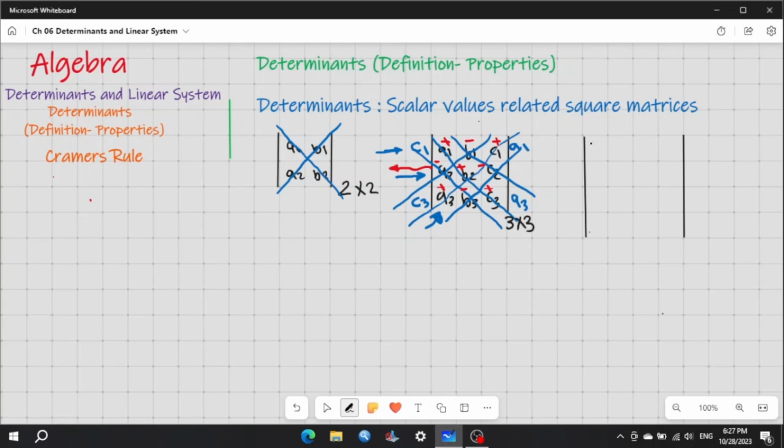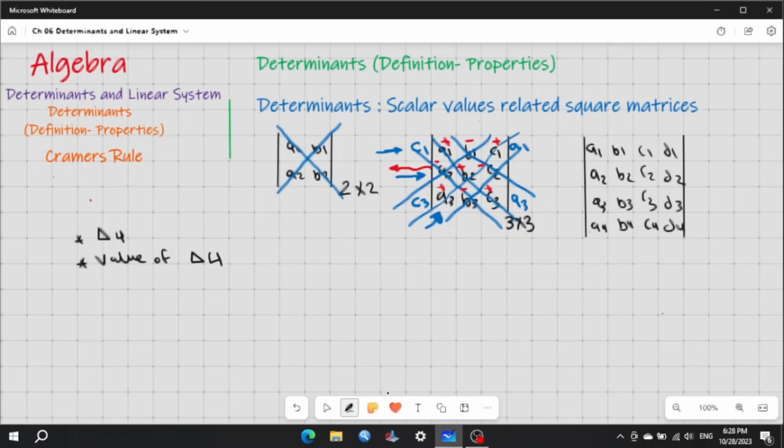If I have another determinant of order 4, so I have here A1, A2, A3, A4. Here I have P1, P2, P3, P4. Here C1, C2, C3, C4. Here D1, D2, D3, D4. So I have here determinants of order 4.